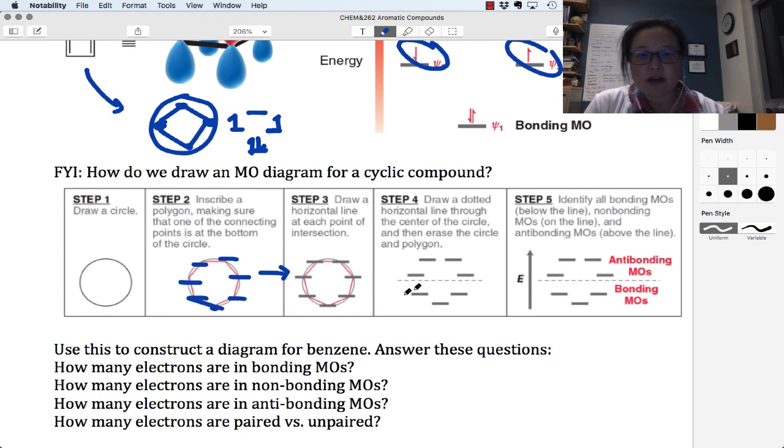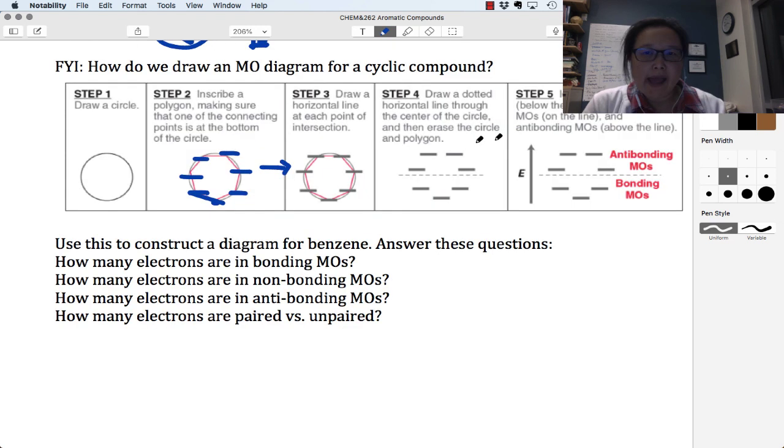And then you can draw the dotted line through the center, and then you can start filling those with the pi electrons. And remember, just that line of symmetry in between, you can have antibonding on top and bonding MOs on the bottom. And if the symmetry went through the orbitals themselves, those orbitals would be the non-bonding MOs.